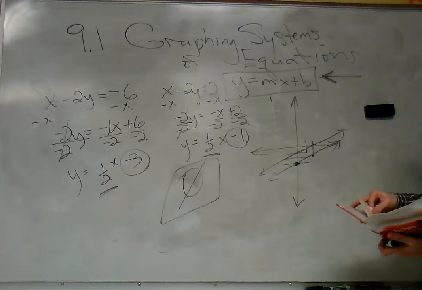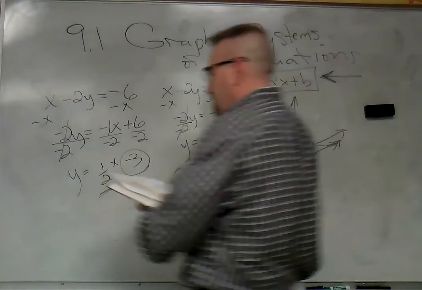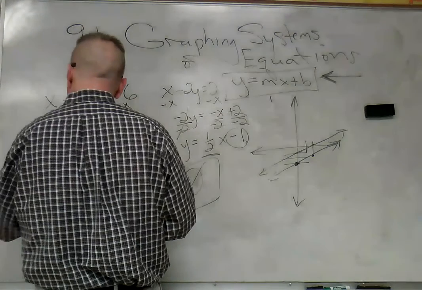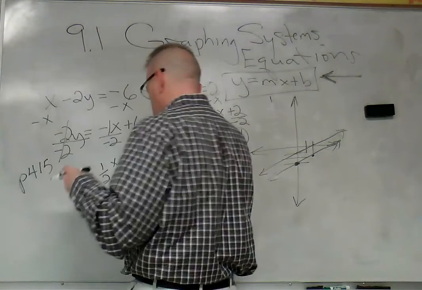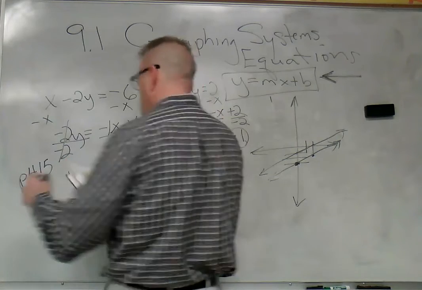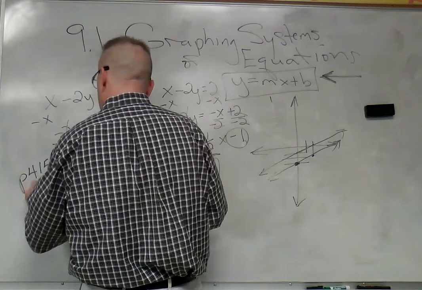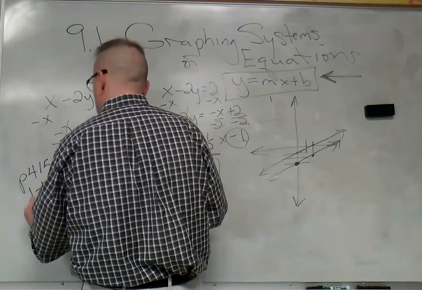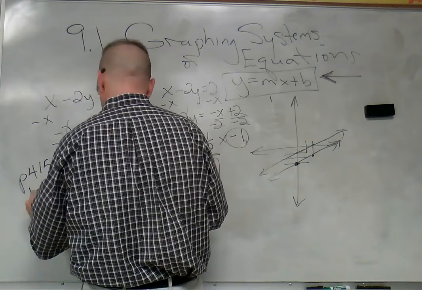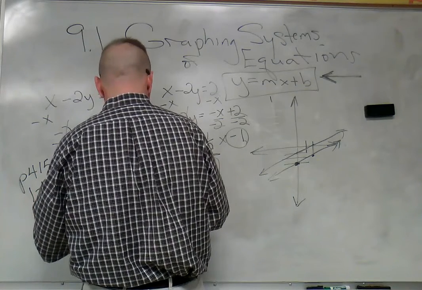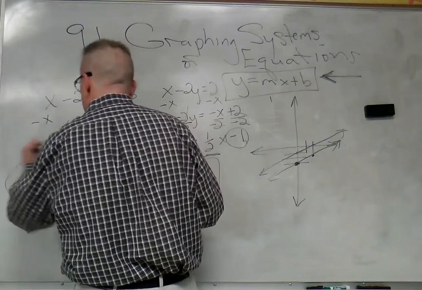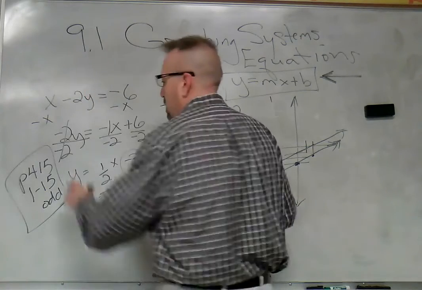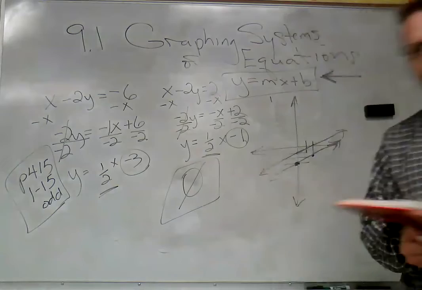Okay, so what I want to do on 415, again, we do not have graph paper as a feature. Do 1 to 15 odd. Yeah. 1 to 15 odd. And let's go from there.